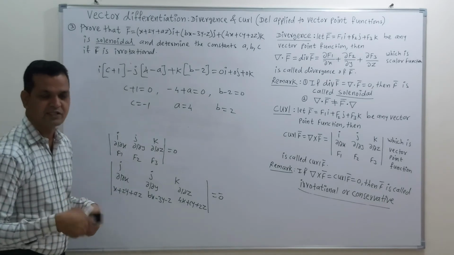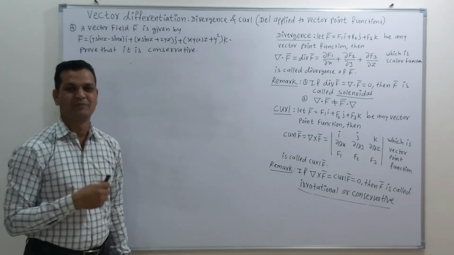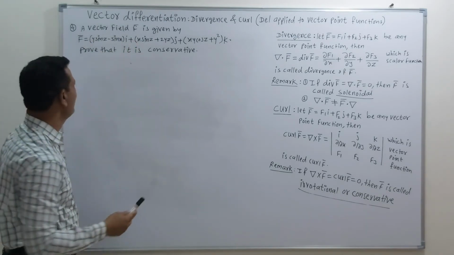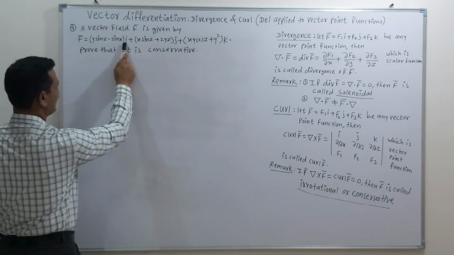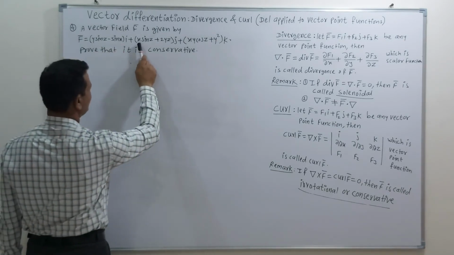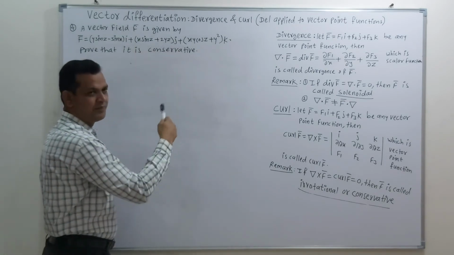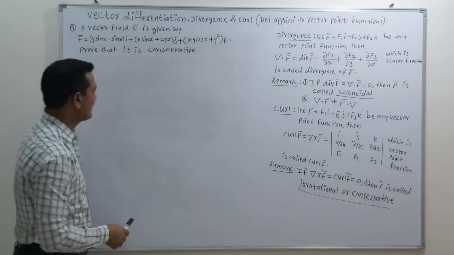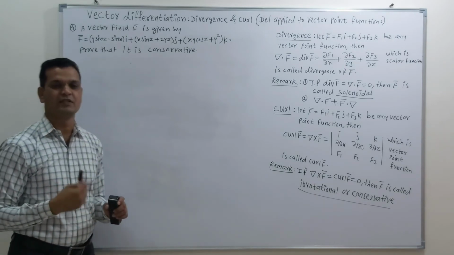Now let's take the fourth example. Friends, here the fourth and last example of this video lecture is: a vector field f bar is given by f bar is equal to (y sin z minus sin x) i plus (x sin z plus 2yz) j plus (xy cos z plus y square) k. Then the question is, prove that it is conservative. So our aim is to prove that this is conservative.